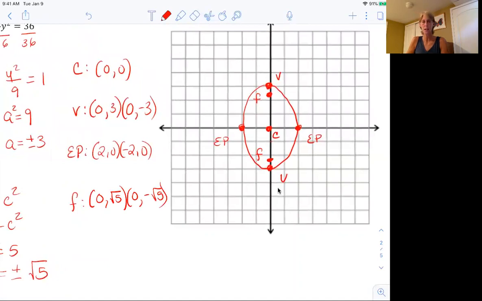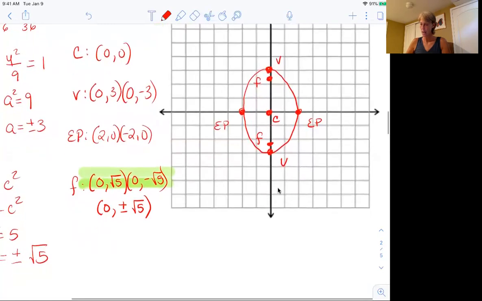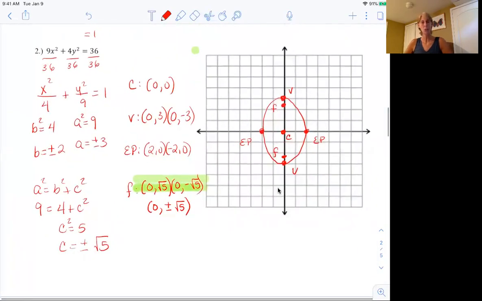value is negative 5. If you prefer, and we're going to do this in future, you could write your ordered pair like that, especially when you're dealing with the radical signs. It makes it a little bit easier, but it's okay if you want to separate them out. That's no big deal. And so we're done with that picture.